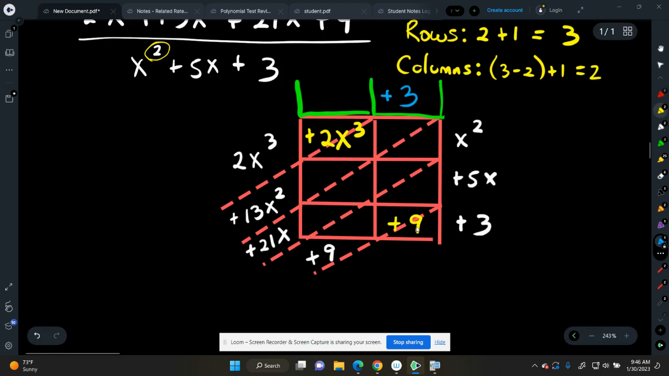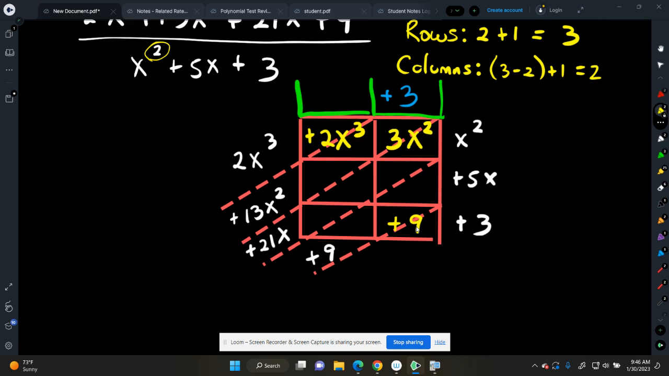Now we can fill in a whole bunch of this, the rest of this column basically. So we've got 3 times x squared, which gives me 3x squared. 3 times 5x, which gives me 15x. Right, so we filled in the rest of that column.